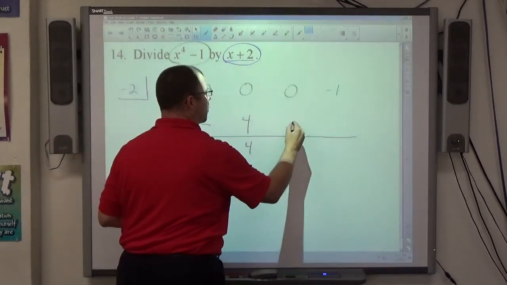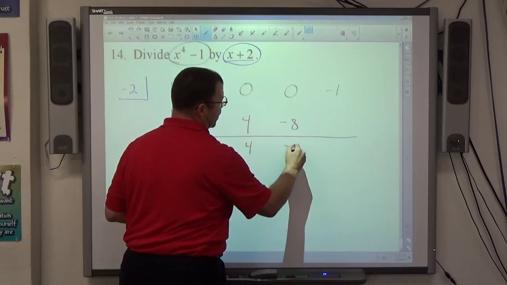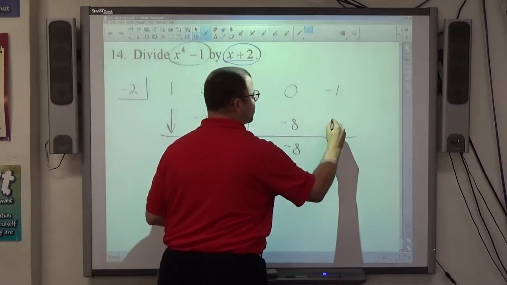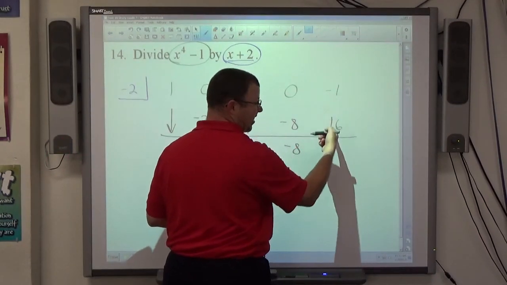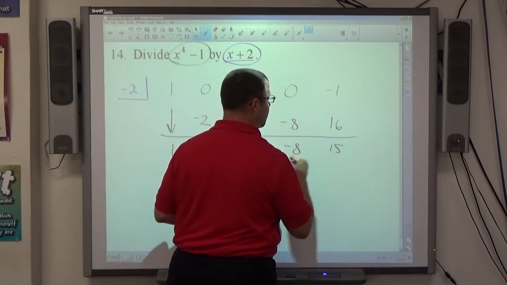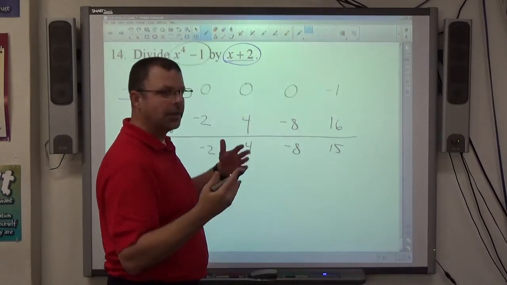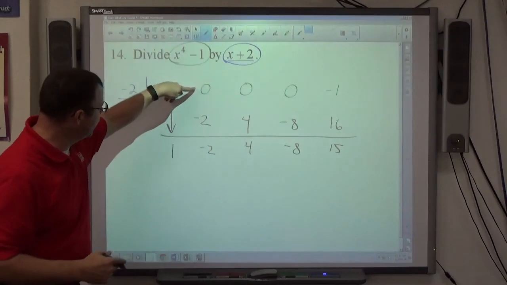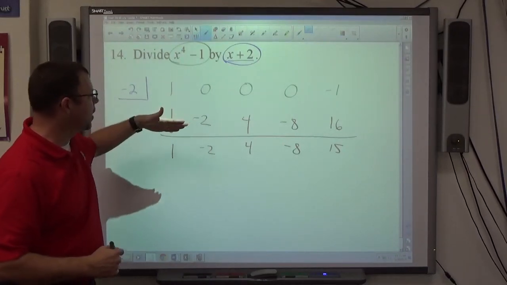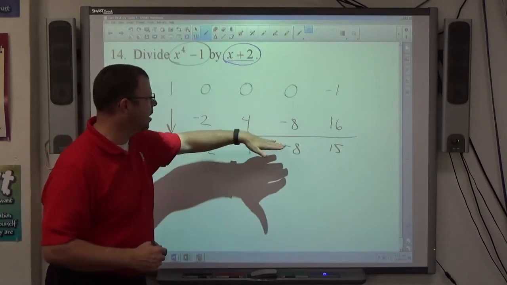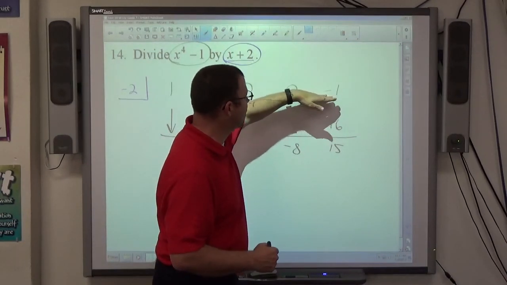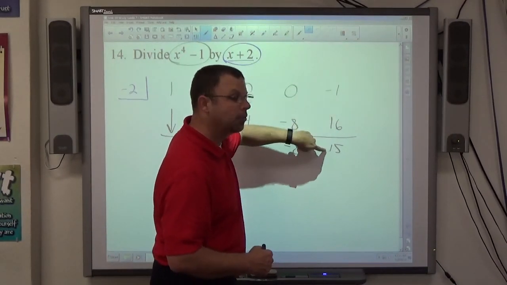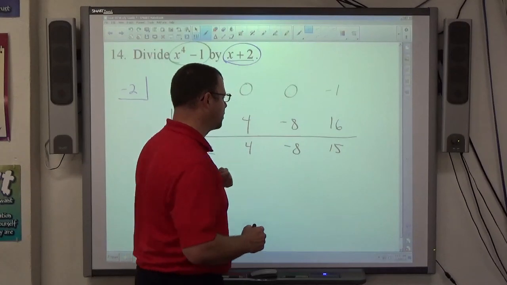Negative 2 times positive 4 is negative 8. Add, you get negative 8. Negative 2 times negative 8 is positive 16. Add, in this case subtract because the signs are different, you get positive 15. Okay. Each time, whether to add or subtract is dependent upon signs. Adding 0 just doesn't change any numbers. Once you get to this point, you actually have a number. These signs are different, so I actually subtract, and then 16 is bigger, so it's positive.